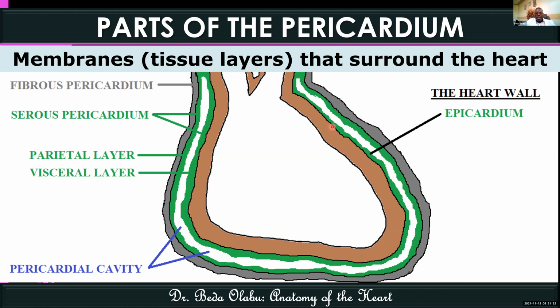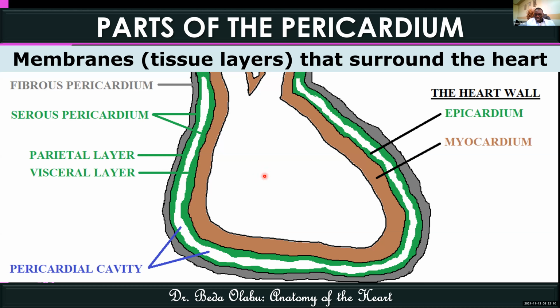The outermost layer is called epicardium, and the one I'm pointing at is epicardium. Now follow that round, and you'll notice that epicardium is actually the visceral layer of the serous pericardium. They mean the same thing. So that visceral pericardium is actually part of the heart wall. It is the outermost layer of the heart wall.